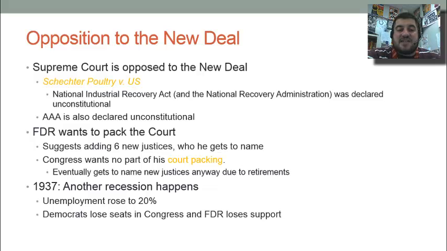And in 1937, it's almost as if the New Deal is not working because another recession happens and unemployment rises to 20%. And in the 1938 midterm elections, the Democrats lose seats in Congress, and FDR loses a lot of support for the New Deal.